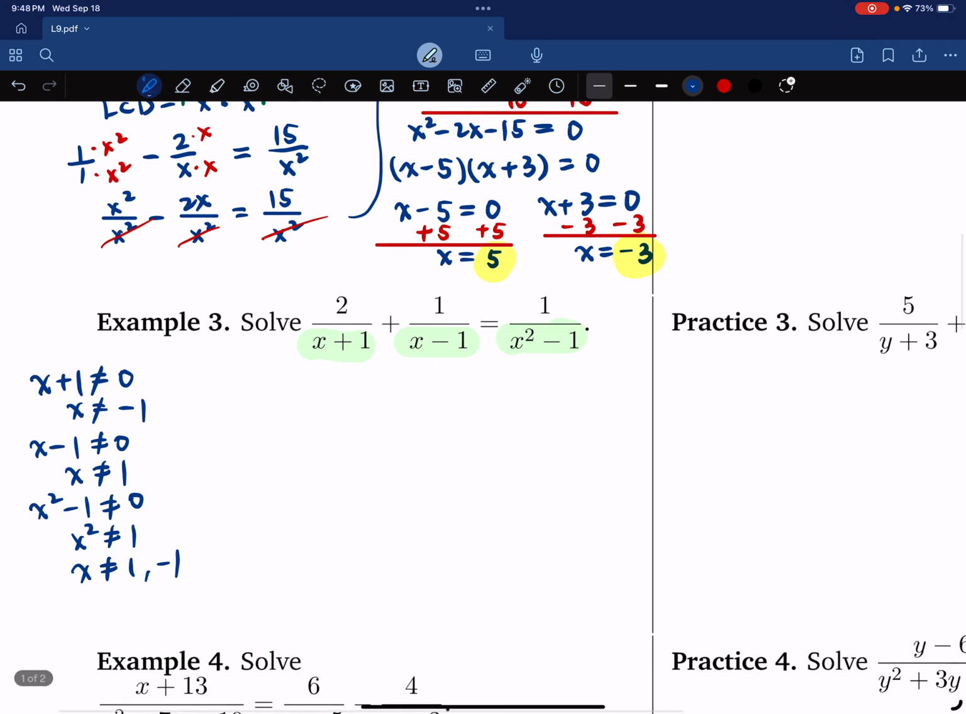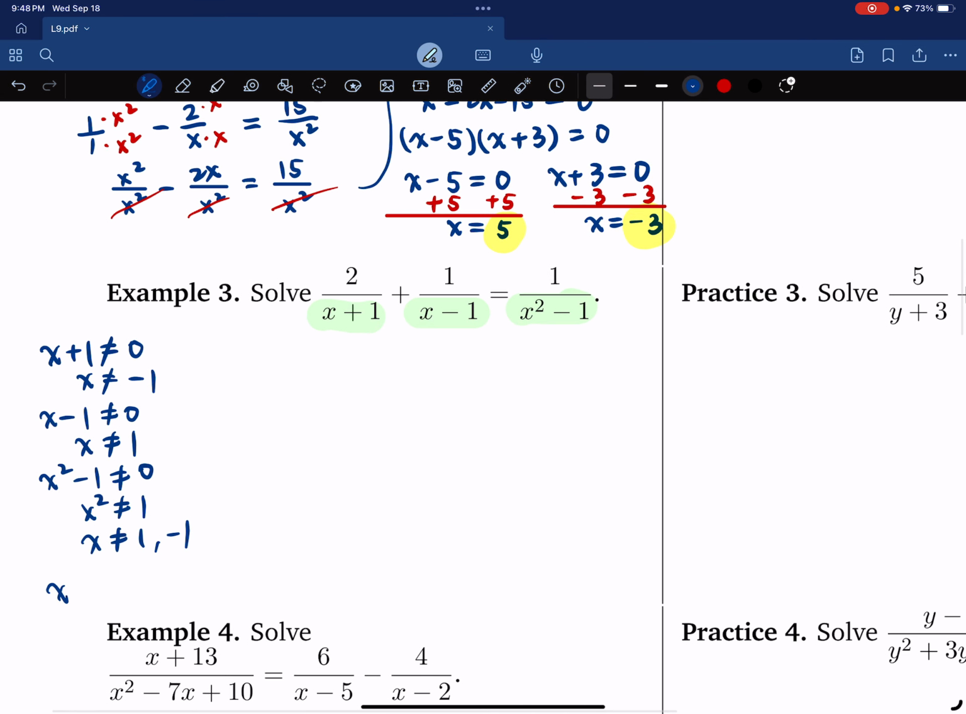So what's our overall restriction? Overall restriction, x cannot be 1 or negative 1. So that is the overall restriction. When we solve our problem, we just have to keep that in mind.